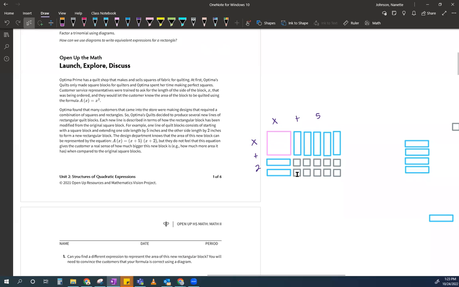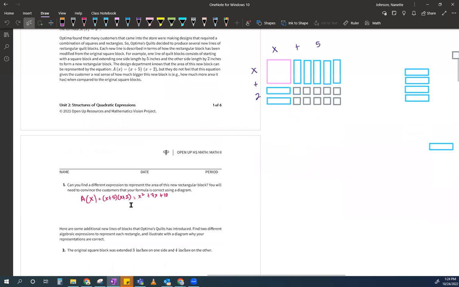So what's another way? The question was, what's another way to write A of x is equal to x plus 5 times x plus 2? What's a different way to write it? Very good. So someone in the chat said, Miss Johnson, x squared plus 7x's plus 10. Exactly. Where did they get 7x's? 1, 2, 3, 4, 5, 6, 7. That's where they got 7x's. Does that make sense? So we're moving away from perfect squares and we're moving towards rectangles.